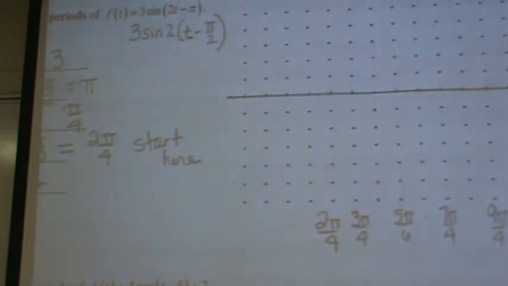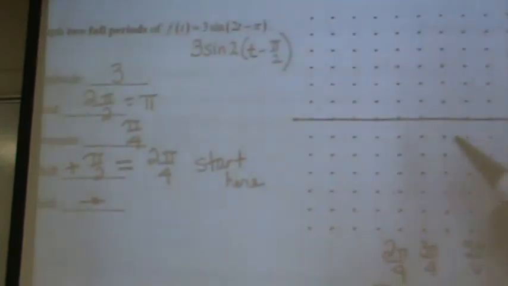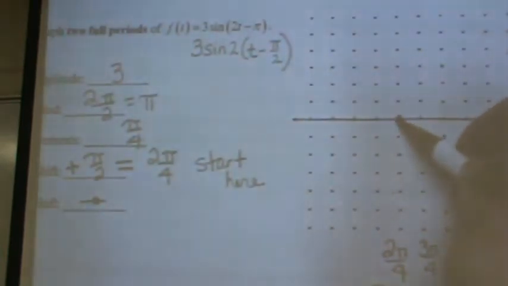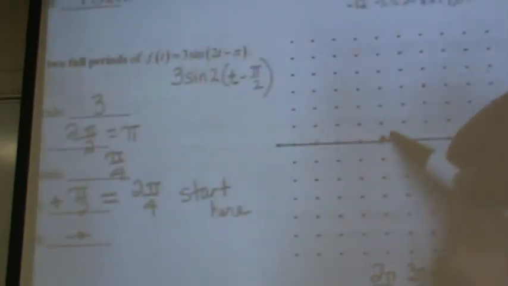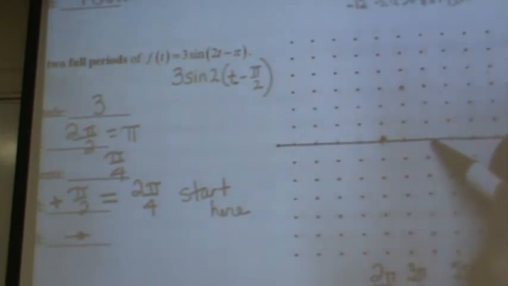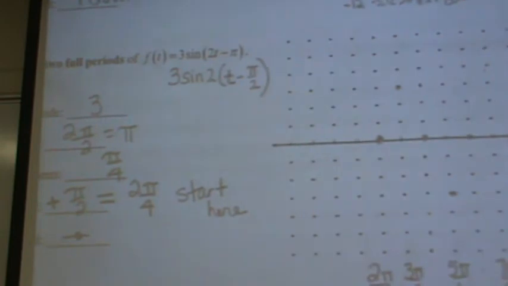They want 2 full periods. Okay, so you're going to start here. This is the sine curve. So you would start on the x-axis because there's no vertical shift. You're going to go 3 up, right there. 3 down. That's 1 full period.